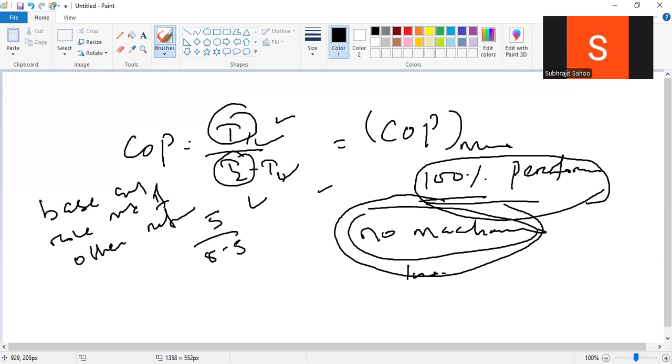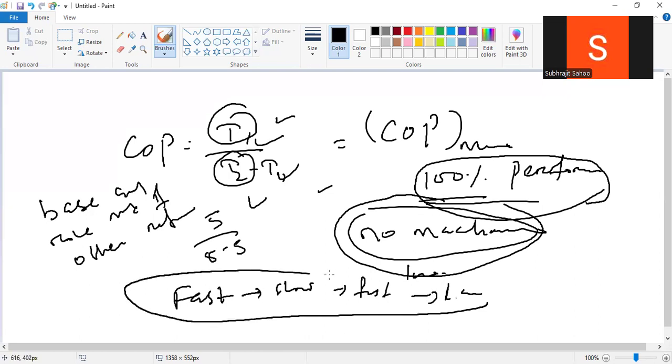Demerits: one process is fast, another process is slow. So the fast-slow concept is not practical. Fast, then slow, then fast, then slow; it is not practically possible. So, limitations. The second limitation is the latent heat concept.